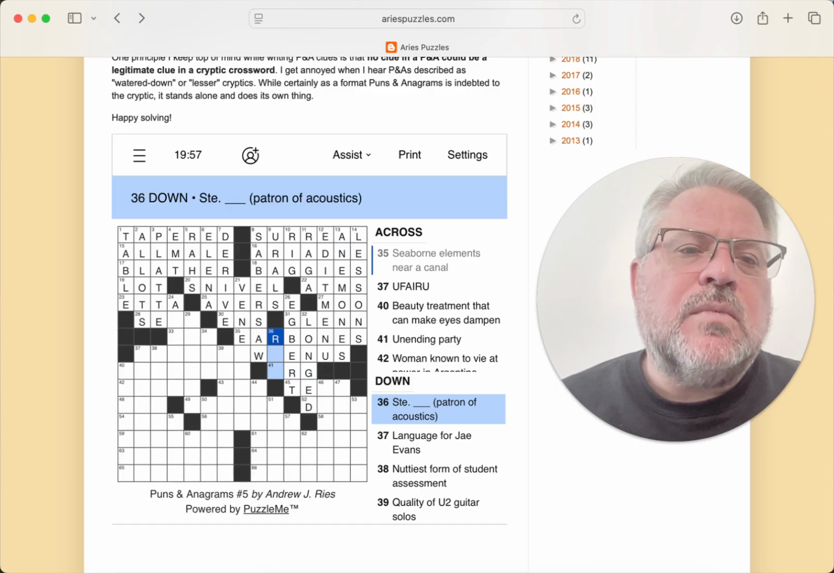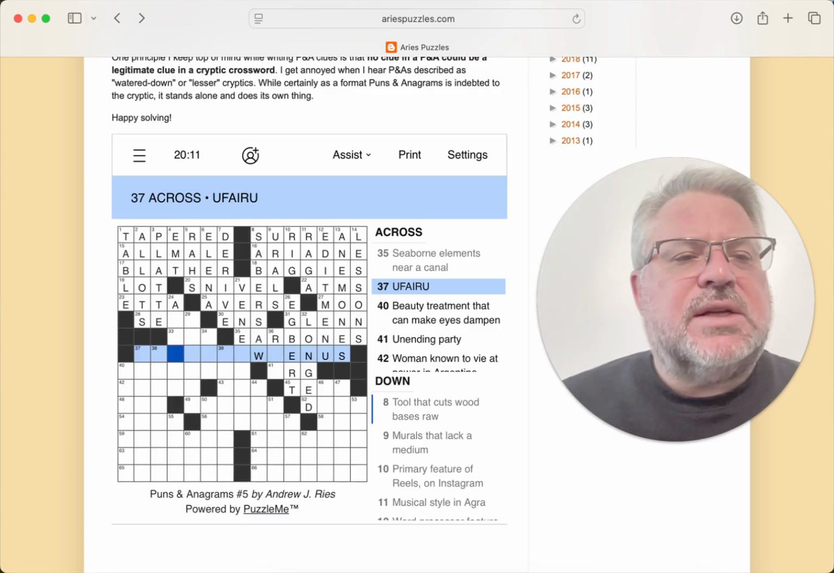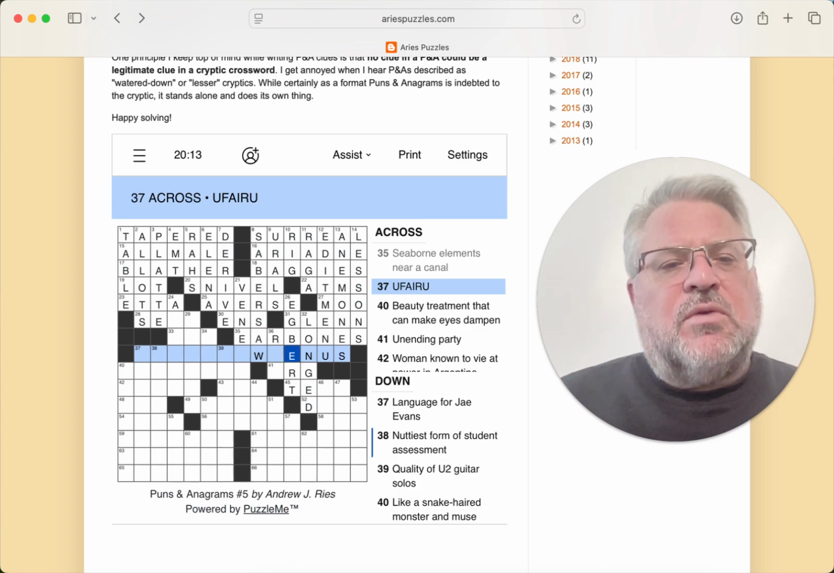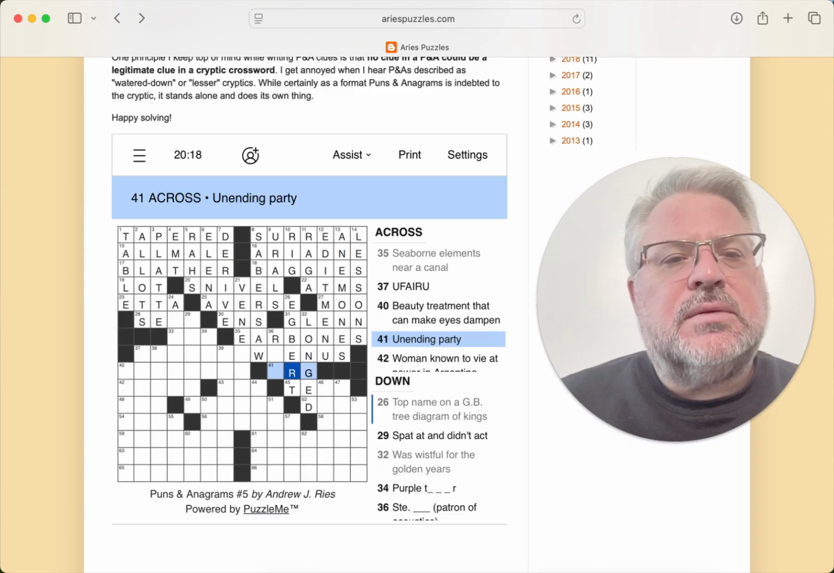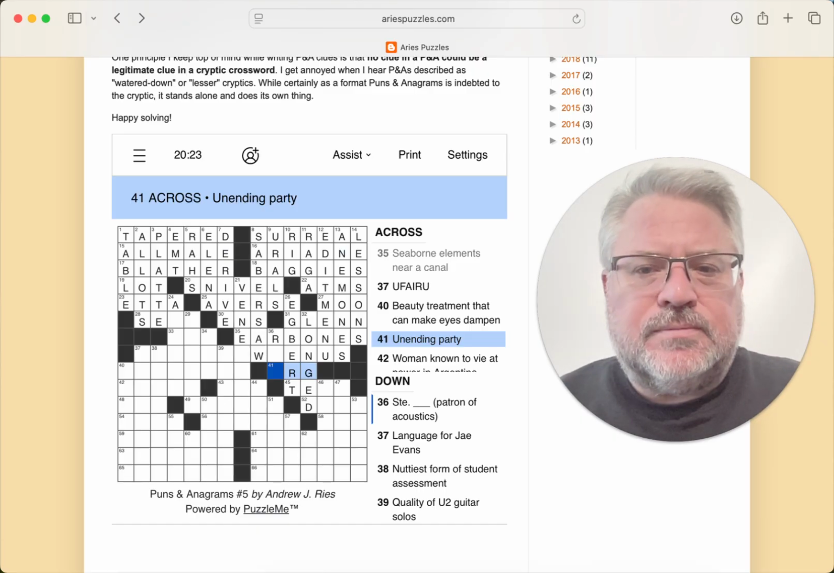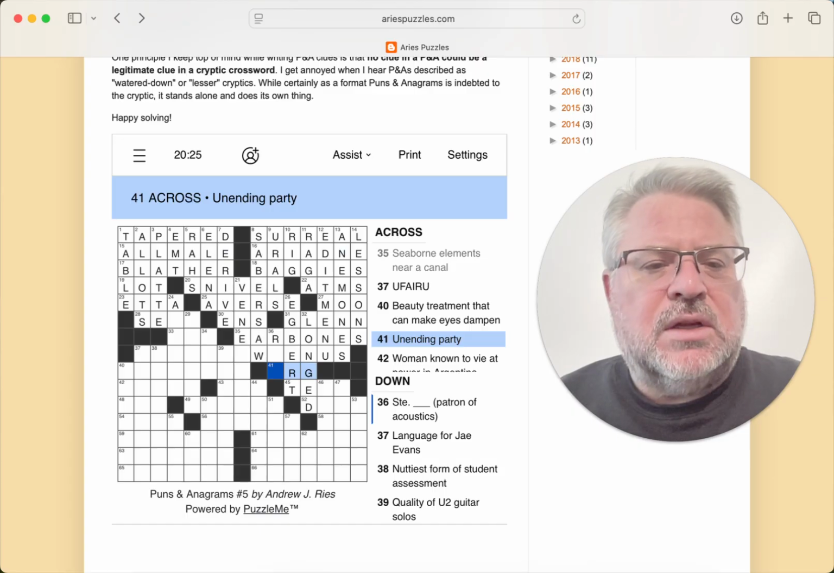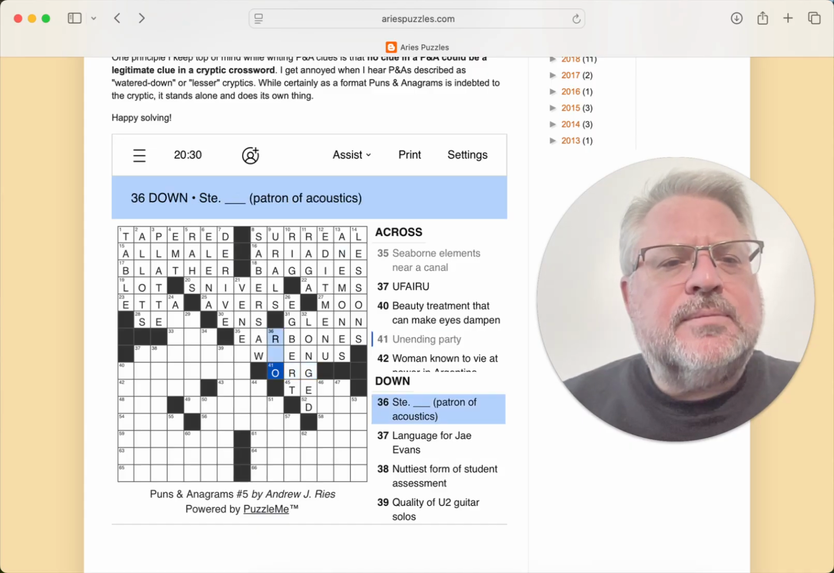36 down, Saint Blank, patron of acoustics. Patron? No. You, fair you. Fair use. Fair use. No, I don't know what that is. Maybe over on this side, we've got more letters filled in. Unending party. A party could be, like party to a contract might be an organization, but organization without the ending would just be org.